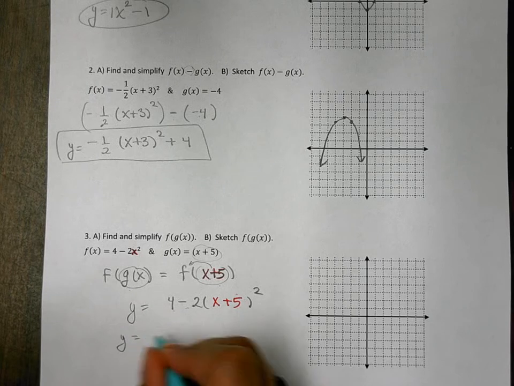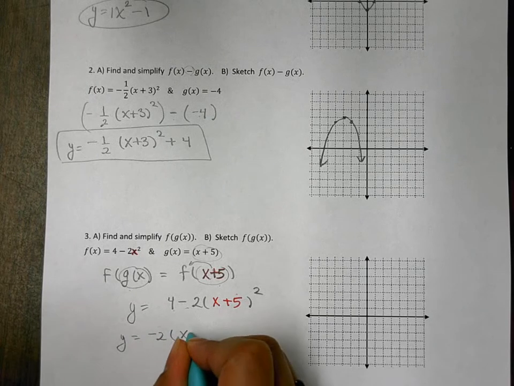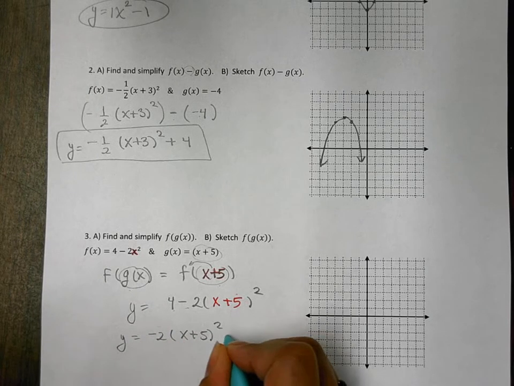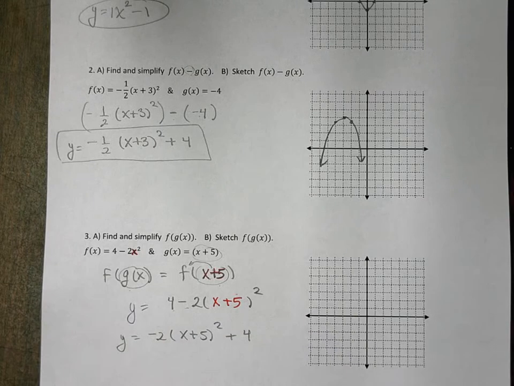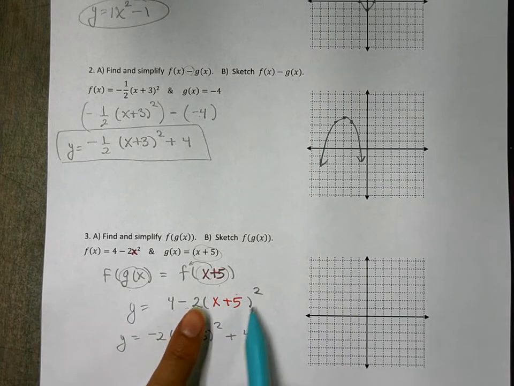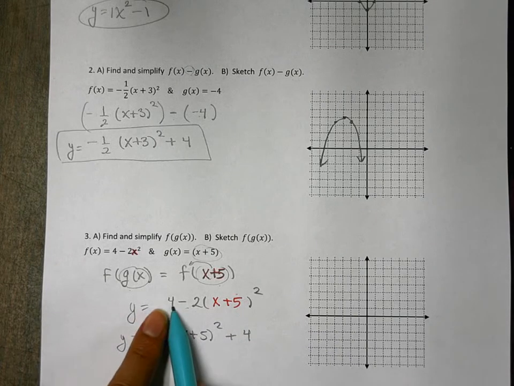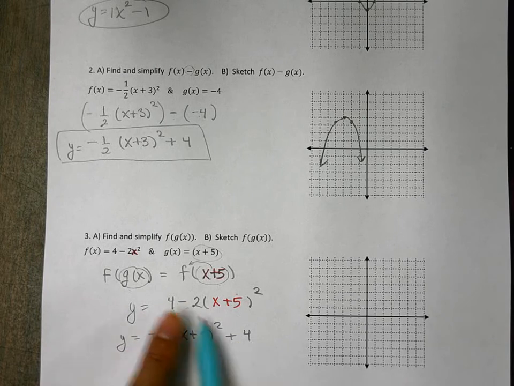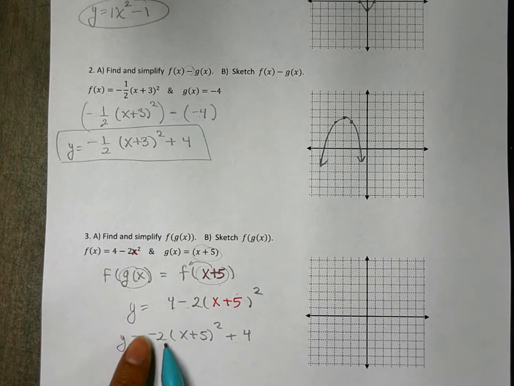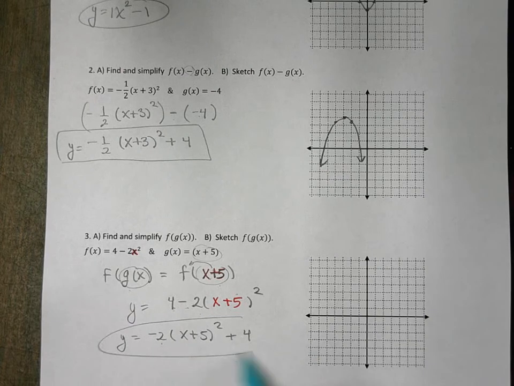But I am going to rewrite it, and we've had one like this last week, I believe. It was early on, and we rewrote it like this, where this comes first the way it should, and then that constant comes at the end. And it's plus 4 because it's positive here, and it's negative 2 because it's negative 2 there. And this is what we're going to graph.